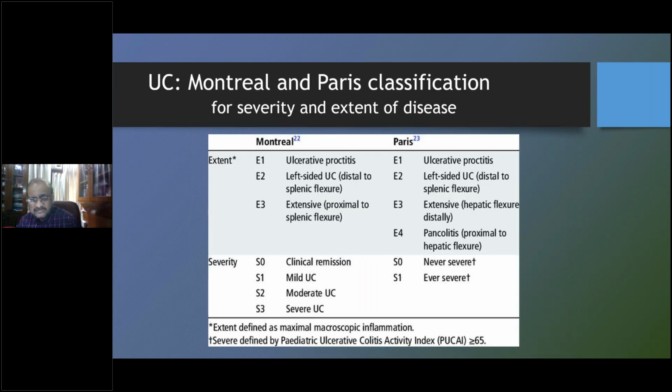A comparative classification between the Montreal and Paris classification for severity and extent of disease. It's just another way of deciding how severe and how extensive the disease is, right?